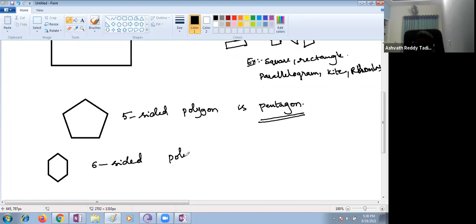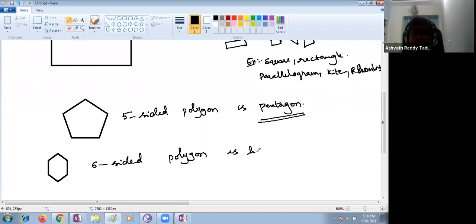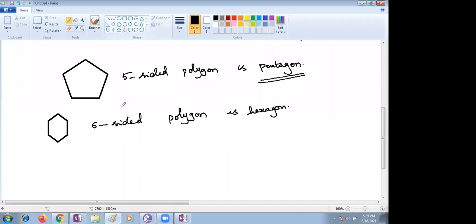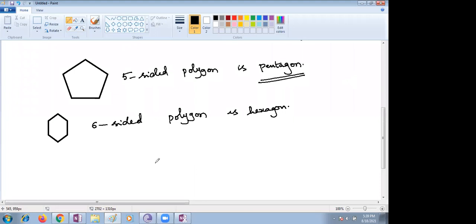Six-sided, ma'am, we can easily remember it as honeybees in science books. In the honeybee hives, some cells are in a hexagon shape. Yes, very good. Honeycomb chambers, ma'am. Very good, Nana. Now the 7-sided polygon.